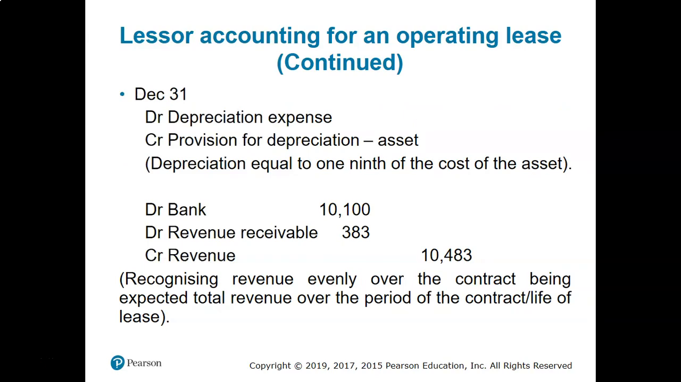And depreciation: as we mentioned before, the ownership will remain with the lessor. So as a normal asset, the lessor should recognize the depreciation. So depreciation expense debit and provision for depreciation or asset account credit. This is your asset, you have to recognize it.